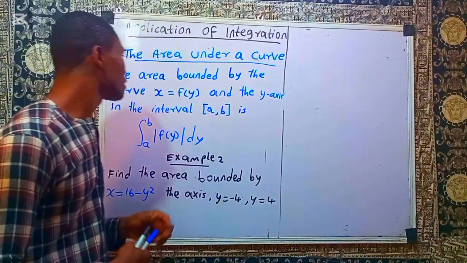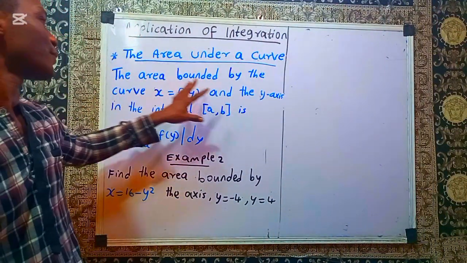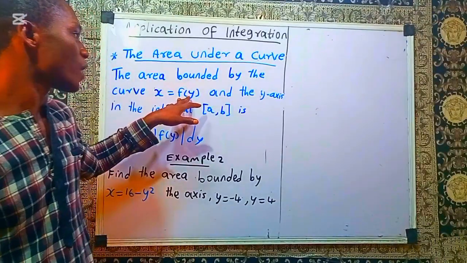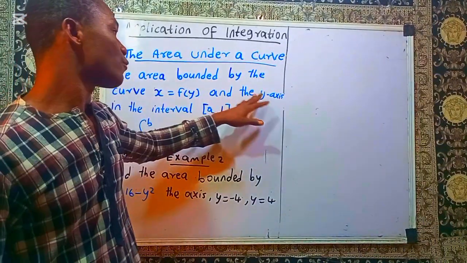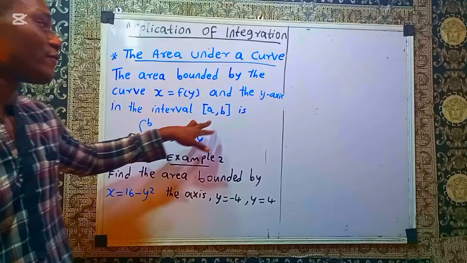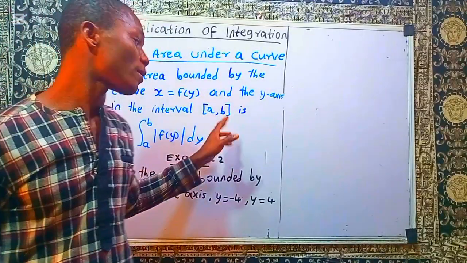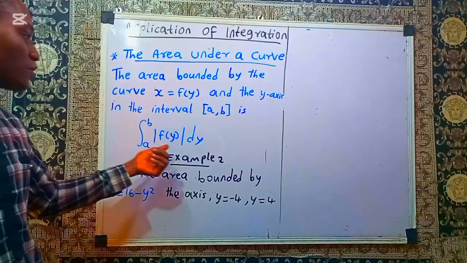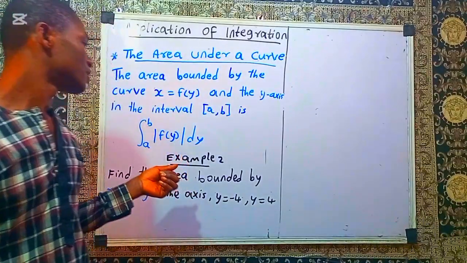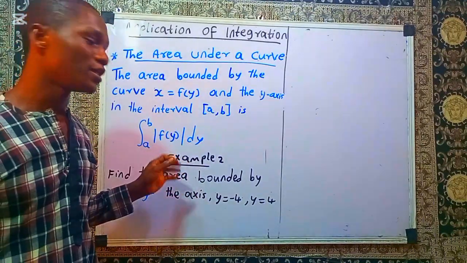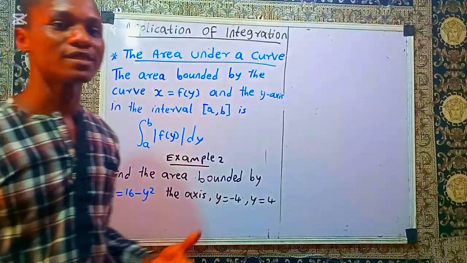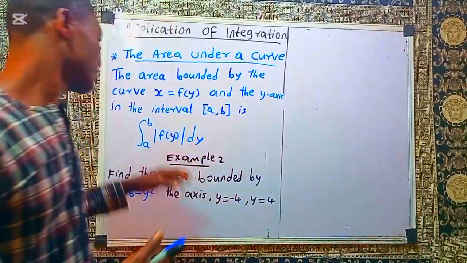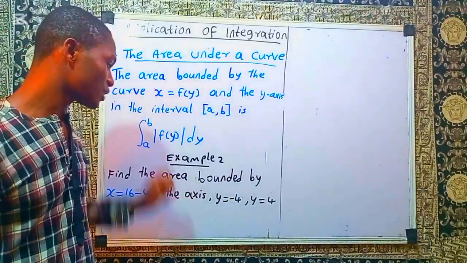So assuming you want to find the area bounded by a given curve, x is equal to a function of y, and the y-axis in the closed interval a comma b, then the formula is integral from a to b of absolute value of f of y with respect to y. The reason for the absolute value is that area cannot be negative. That's why the absolute value is important there.